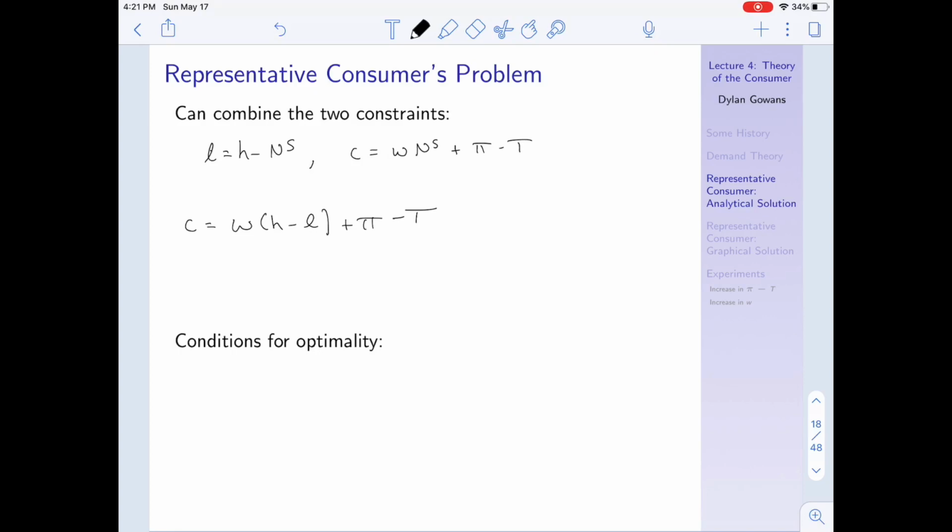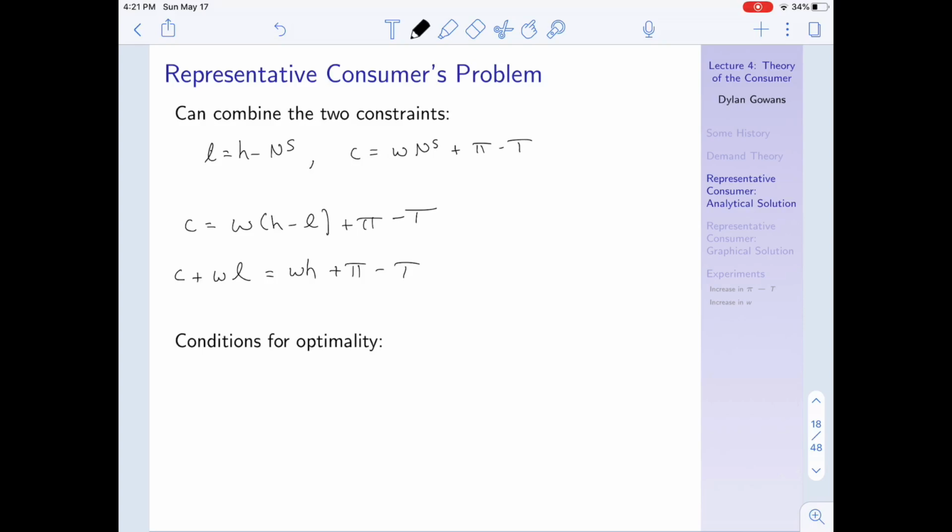We can rearrange this to make it more similar to what we know before. Remember, we're still consuming two goods, but now our two goods are consumption and leisure. So let's put our purchases of those onto the left-hand side. That becomes consumption plus W times L is equal to WH plus profits minus taxes.